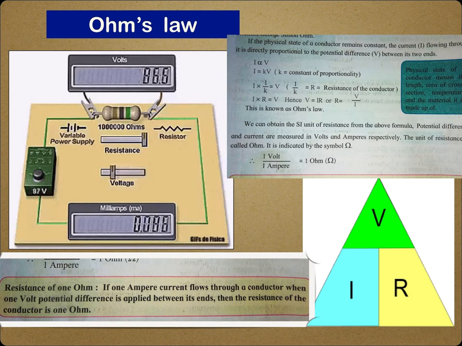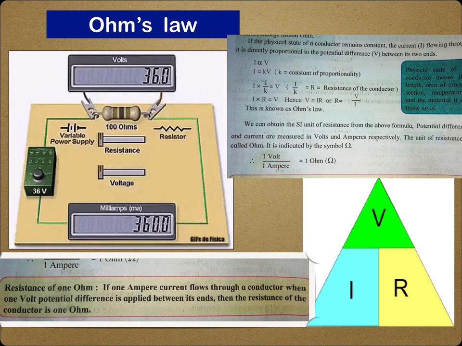We can obtain the SI unit of resistance from the above formula. Now, potential difference and current are measured in volts and amperes. The unit of resistance is called the ohm. So 1 ohm is 1 volt divided by 1 ampere. That means if 1 ampere current flows through the conductor when 1 volt potential difference is applied between its ends, then the resistance of the conductor is 1 ohm.